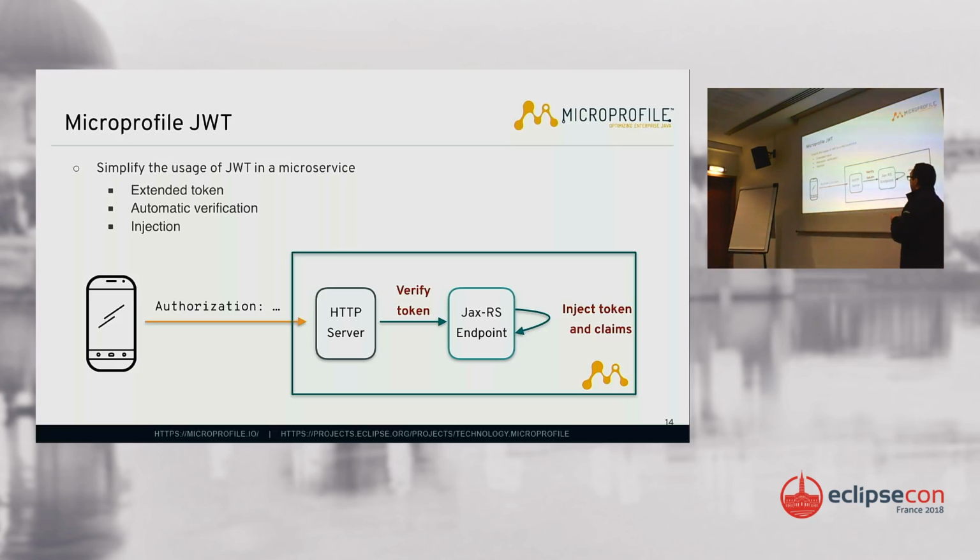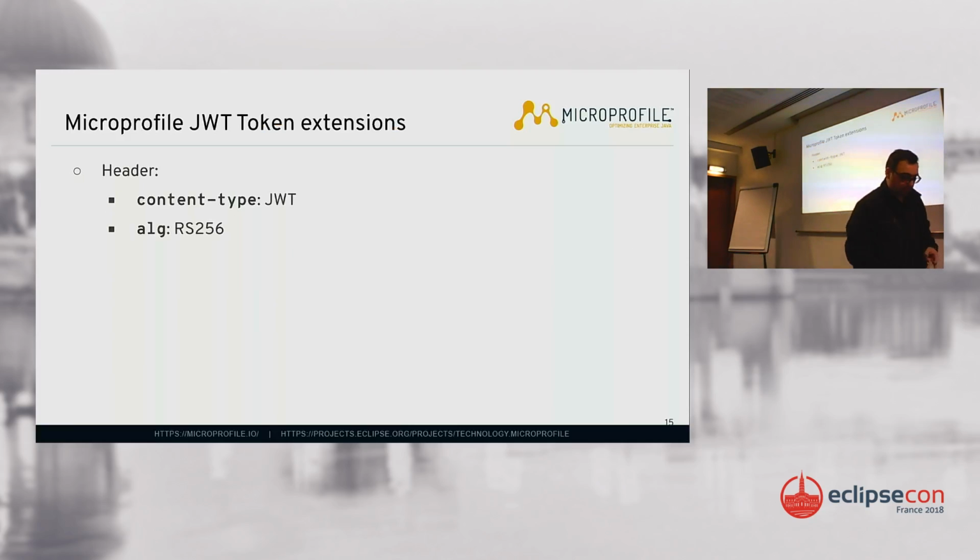Fortunately, it's what MicroProfile JWT is doing for you. And in addition to that, it's going to inject all the claims, or the claims you're interested in, inside your JAX-RS endpoint. So it's doing three things. It's going to extend the token. We will see a few claims that they added. It will automatically verify the token and return the right response if it's not allowed, and also inject the claims from the token. In terms of extension of the header, it's not much. They have added the content type, which is JWT, and the algorithm has to be RSA with SHA-256.